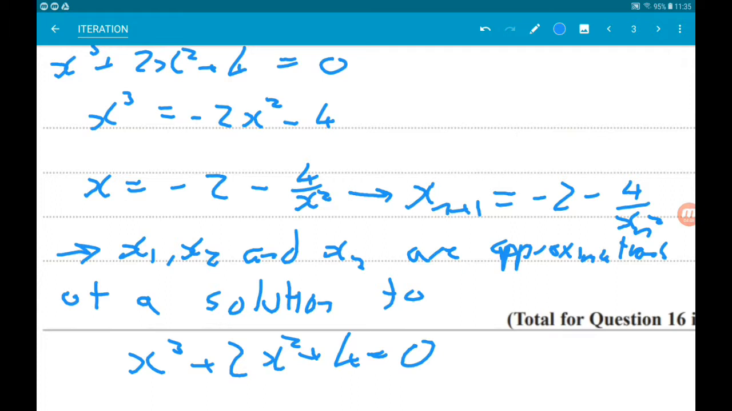So what that means is they are approximations of x values that make that expression equal to 0.